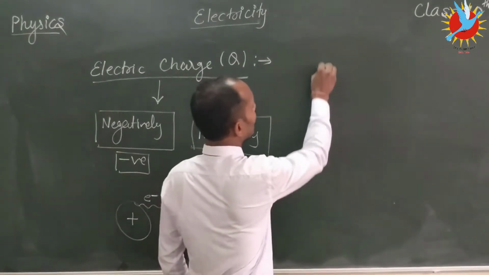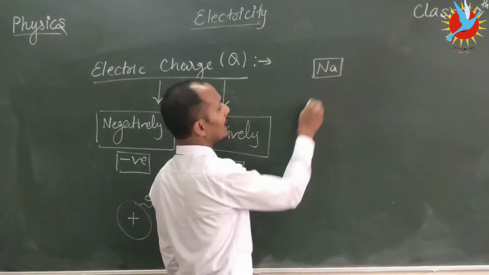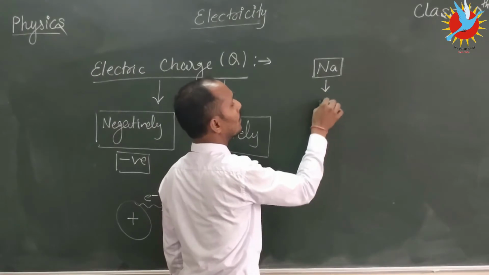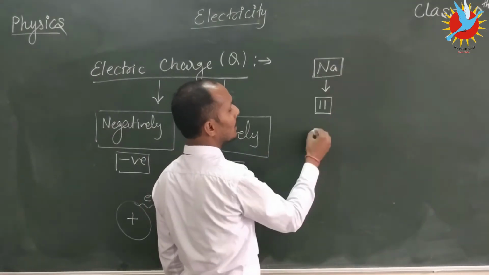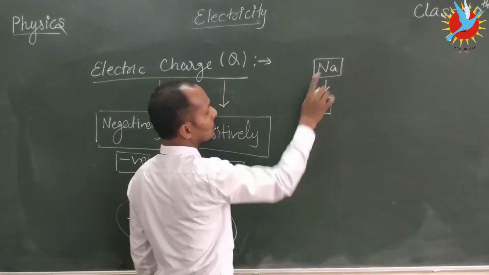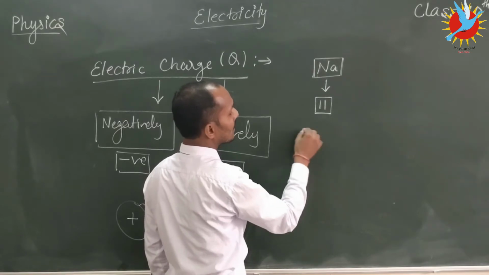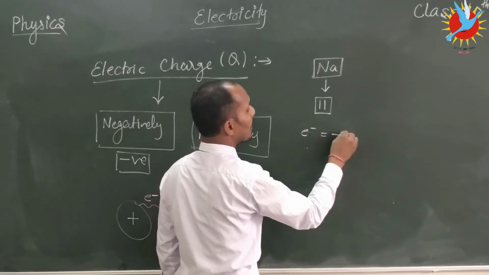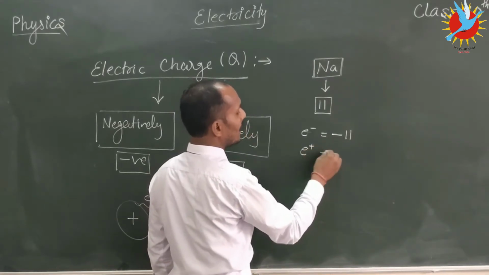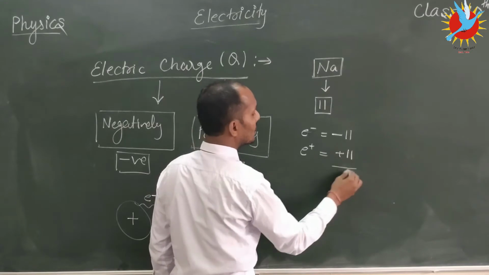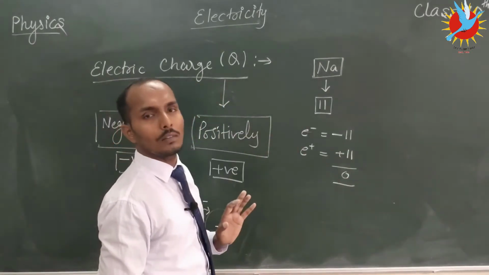Suppose, in the case of sodium, we know that the atomic number of sodium is 11. Now it is neutral. Why? Because the number of electrons is minus 11 and the number of protons is plus 11. So the net charge on it is 0. It means it is neutral.